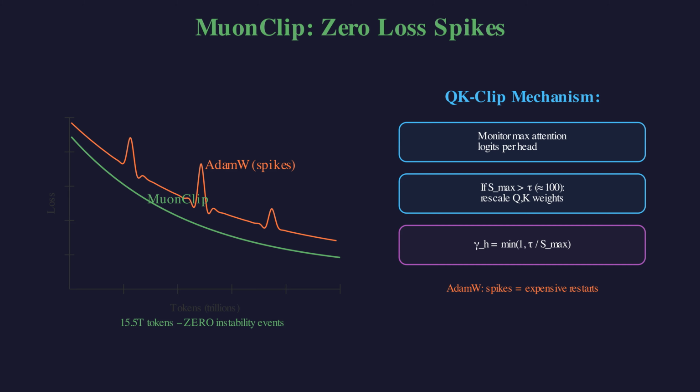The second is MuonClip, and this is what truly sets Kimi apart from everything else. It extends the Muon optimizer by adding something called QK-Clip. For each attention head, it monitors the maximum pre-softmax logit during training, and if that value exceeds a threshold of around 100, it immediately rescales the query and key weight matrices on the fly. The result is the smoothest training loss curve anyone has ever published at this scale.